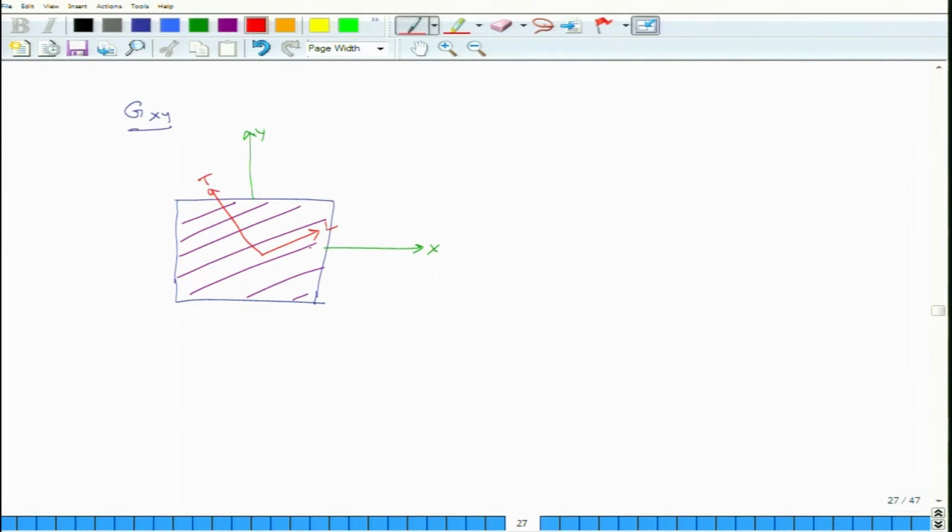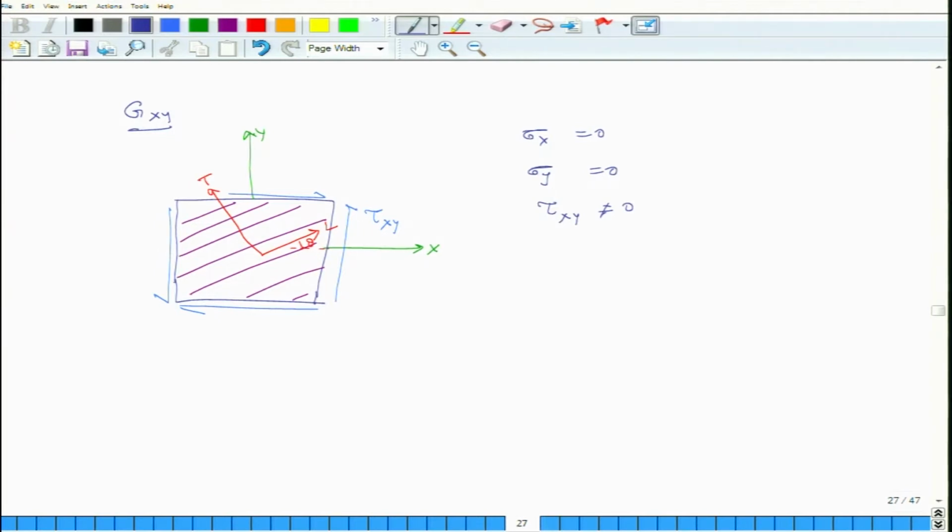The angle between x and L axis is theta, and since we are interested in finding Gxy, we subject it to pure shear stress, positive shear stress. This is our positive shear stress applied like this, so this is tau xy. In this case sigma x is equal to 0, sigma y is equal to 0, and tau xy is not equal to 0.